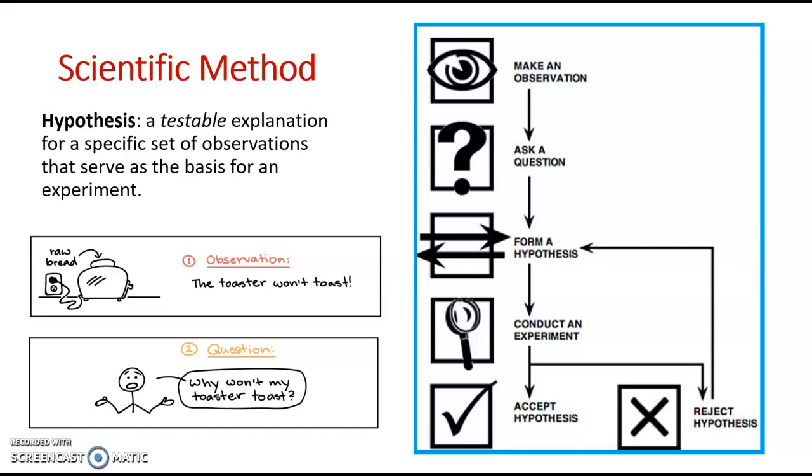This is obviously a very simplified version or example of the scientific method. And in real life, when you're trying to answer big questions like how does our digestive system work? How are we able to absorb nutrients through our tissues? The experiments become a lot more complicated, but the steps are exactly the same.